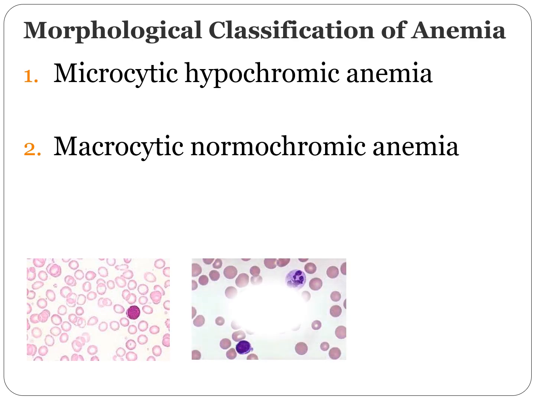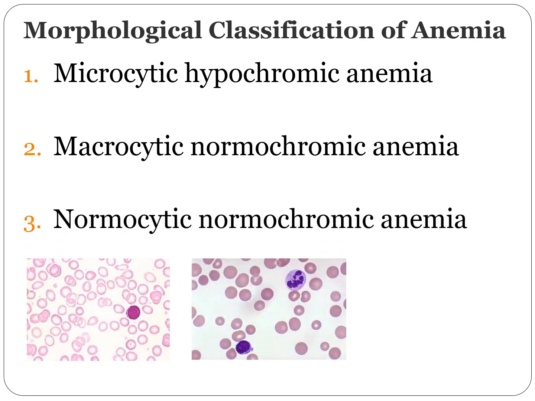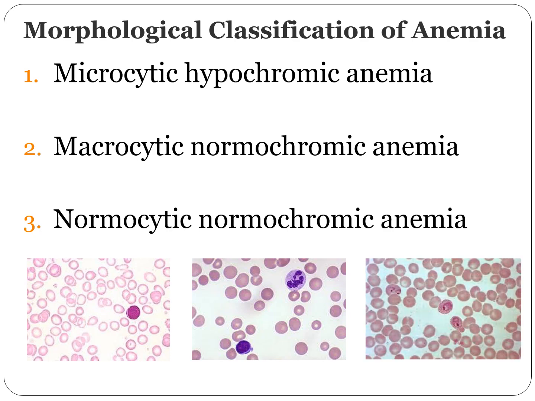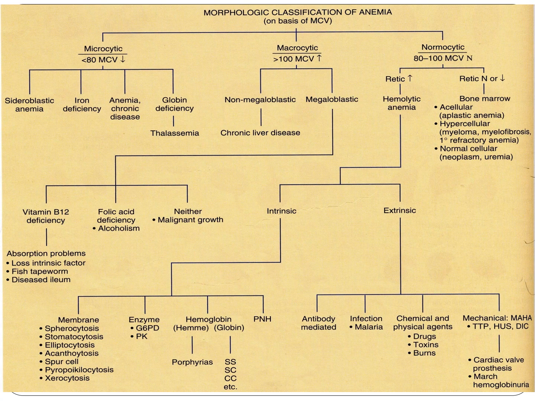And we have the normocytic normochromic type of anemia. Normocytic pertains to the normal size and a normal concentration of hemoglobin. So this is based on the morphologic classification of anemia.